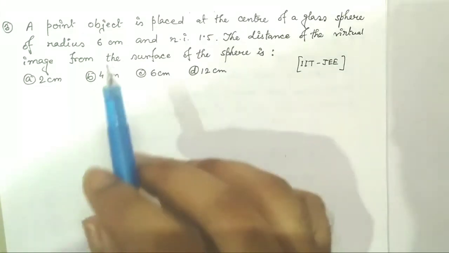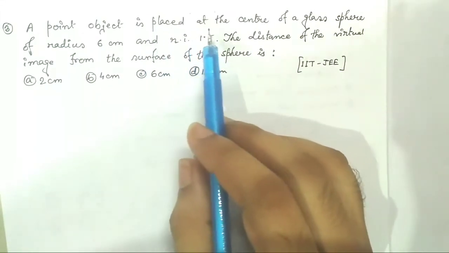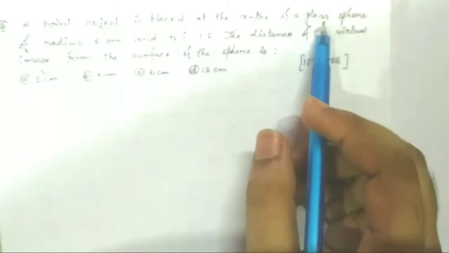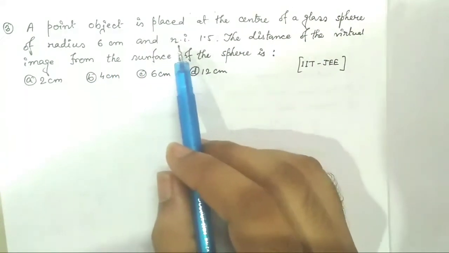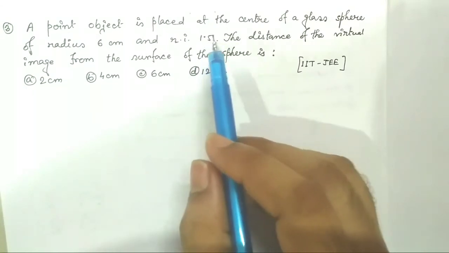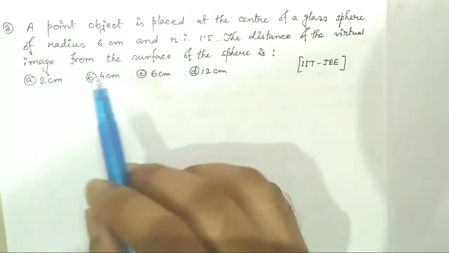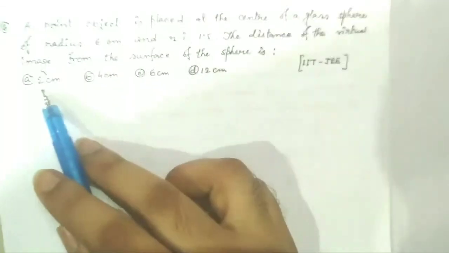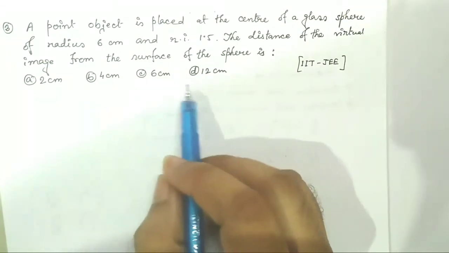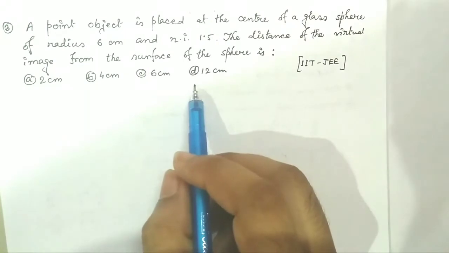Question number 3. A point object is placed at the center of a glass sphere of radius 6 cm and refractive index 1.5. The distance of the virtual image from the surface of the sphere is 2 cm, 4 cm, 6 cm or 12 cm?